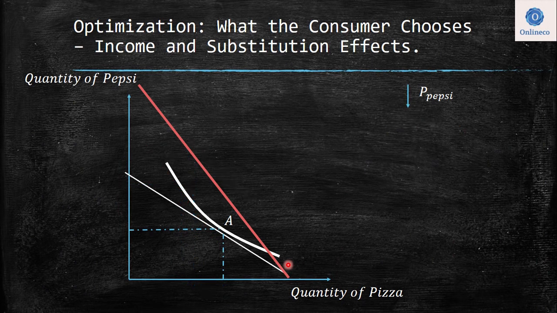This situation: the price decreases. Then you have the new budget constraint and the new indifference curve; you are now on C. So this is the total effect. You need to decompose it.